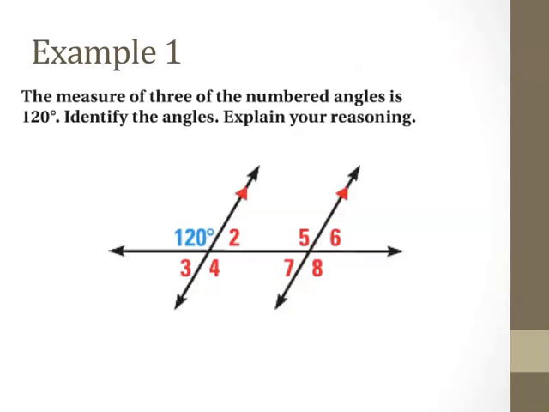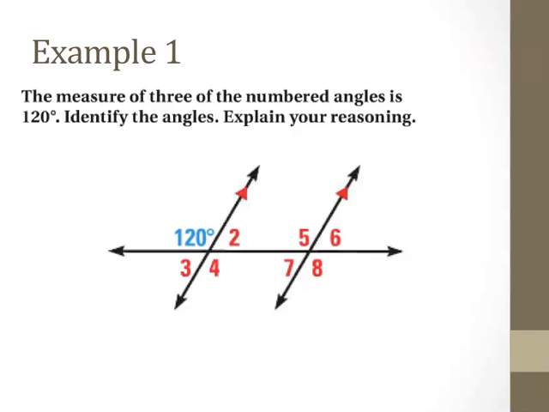Alright, example 1. The measure of 3 of the numbered angles is 120 degrees. Identify the angles and explain your reasoning. Okay, so we'll call it angle 1, even though it's not labeled, the one that's in blue, is 120 degrees. We know that angle 1 and angle 4 are congruent to each other because they are vertical angles. So angle 4 is 120 degrees.